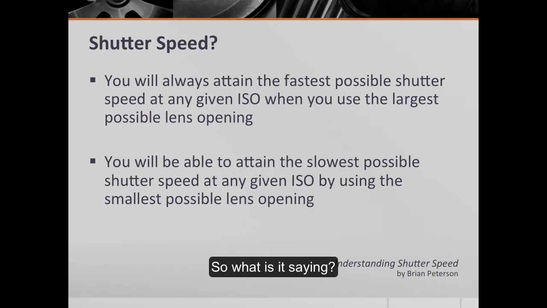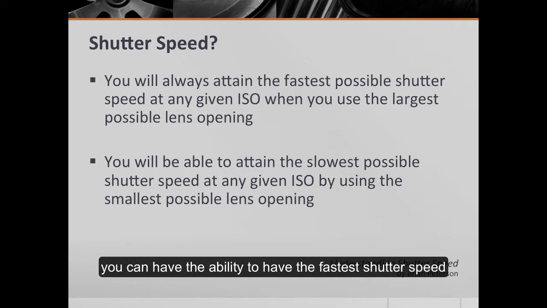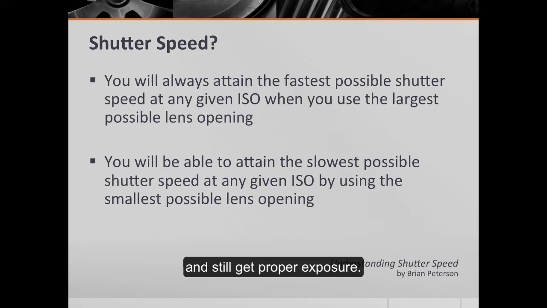So what is it saying? When you have a large opening, when that aperture opens large, that's letting a lot of light in, you have the ability to have the fastest shutter speed and still get proper exposure. Now, when that aperture gets small and you have a very, very small lens opening, then we need to slow down that shutter speed so that we get the proper exposure. Okay? So understand that relationship.